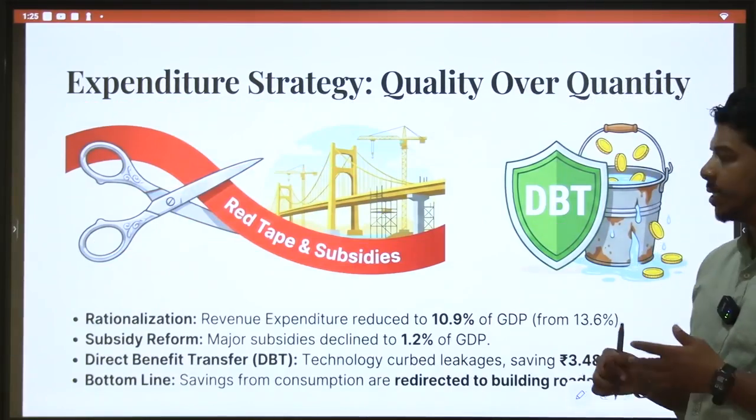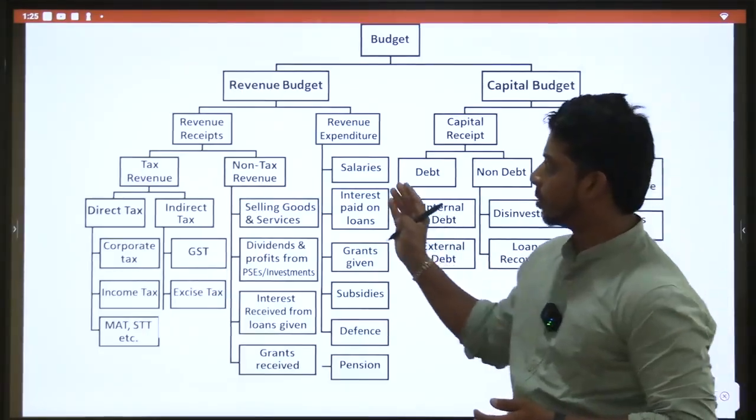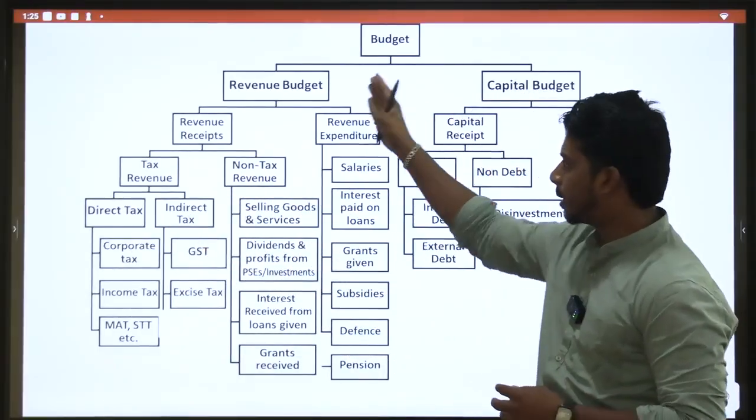So what about expenditure? Till now we have seen how the government is increasing these revenues. Okay, revenue receipts, tax and non-tax, etc. Now what about expenditure?